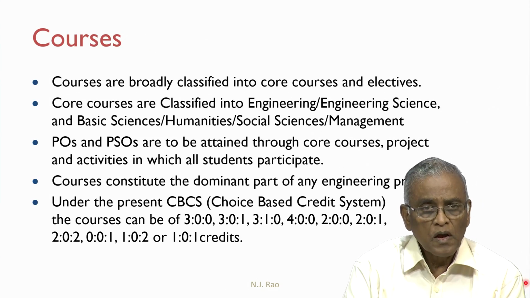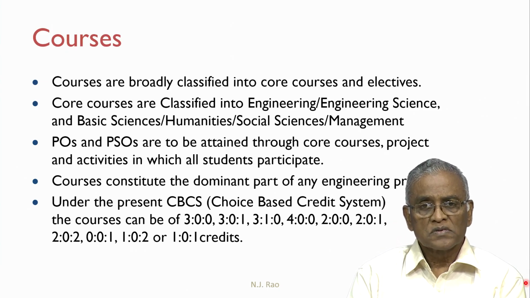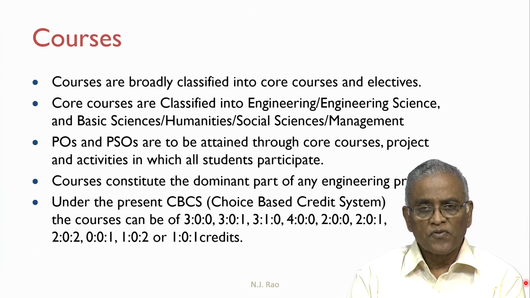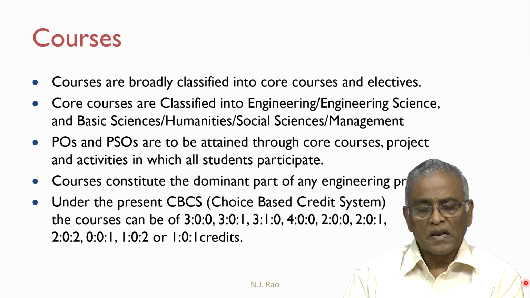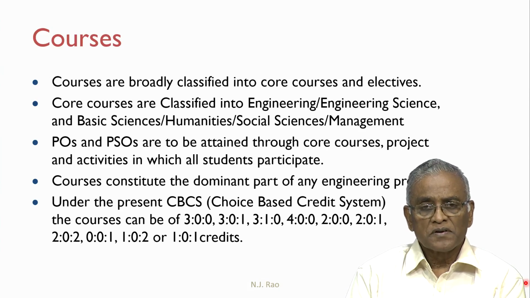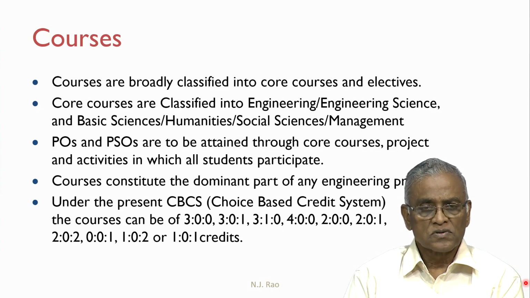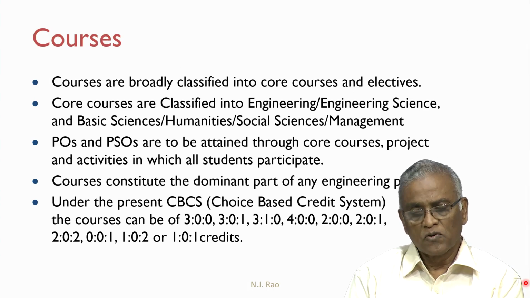Now, the courses that you have are broadly classified into core courses and electives. Electives you can further subdivide as open electives and professional electives and so on, but they are electives. Core courses are classified into broadly two categories. One is engineering or engineering science courses. The other is basic sciences, humanities, social sciences and management. This second category of courses can come under any of these four classes.